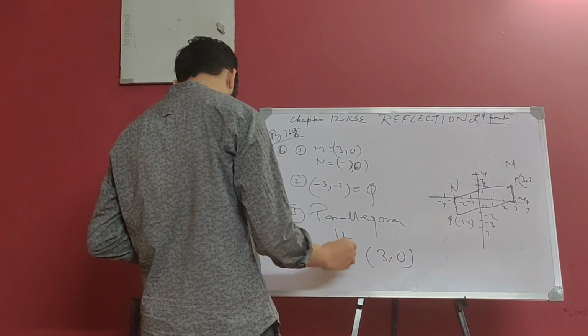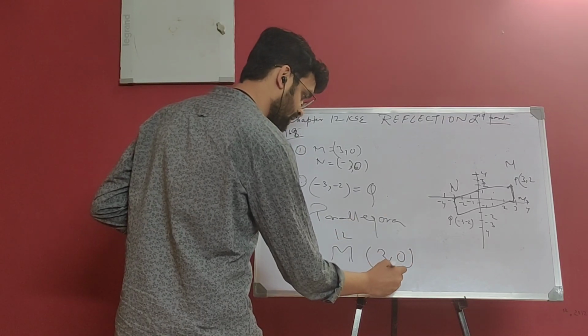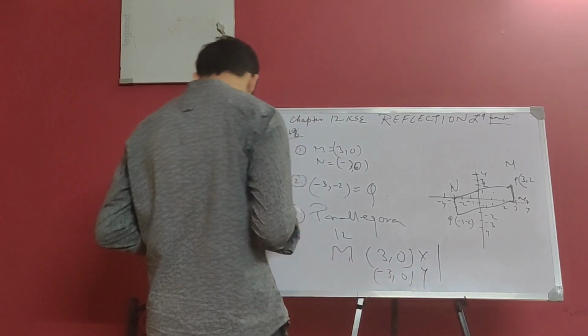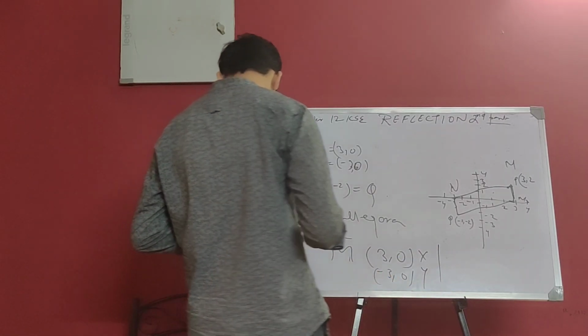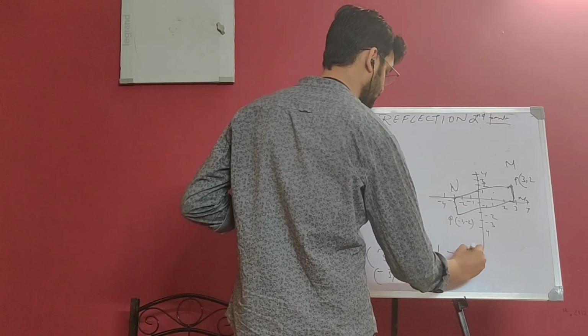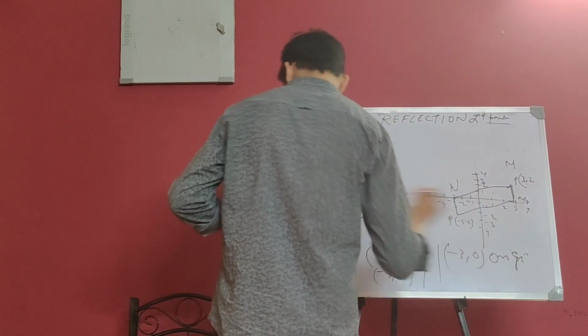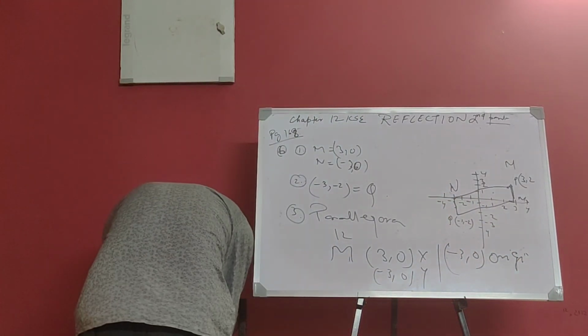For M, if it is reflected on the y-axis, this will change to minus 3, 0. This is the x-axis, this is the y-axis, and the last part is if it is reflected in the origin, it is giving minus 3, 0. So these are the questions which usually come in the examination.